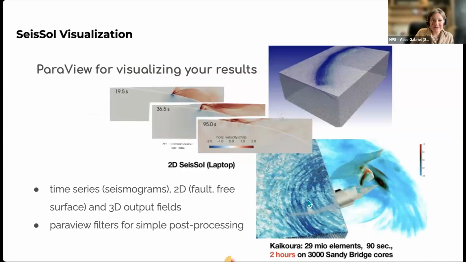Last comment, visualization. We're using ParaView. All the plots that you've seen in this presentation, all the videos, were generated with ParaView. In terms of output, we have time series, which are actually still ASCII text files of seismograms. We have 2D fields, which is everything that happens on these faults and on the free surface. Often we're only interested in looking at the waves propagating at the free surface where we have data, and we don't need the volumetric output. And we have the 3D output field. We're also using ParaView filters for some simple post-processing, for example averaging, slicing or finding cross-sections of data. So it's very useful.